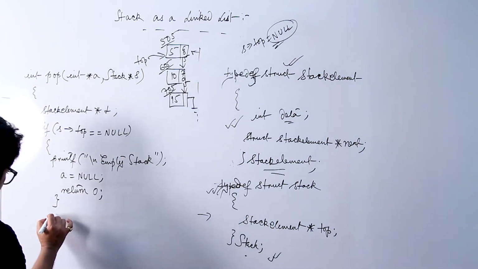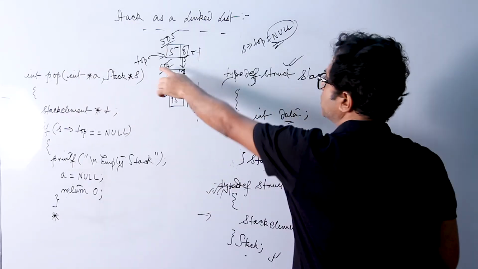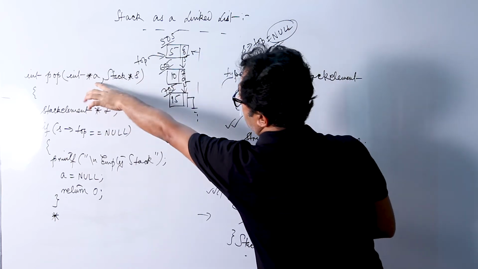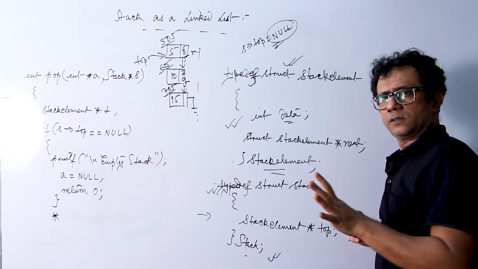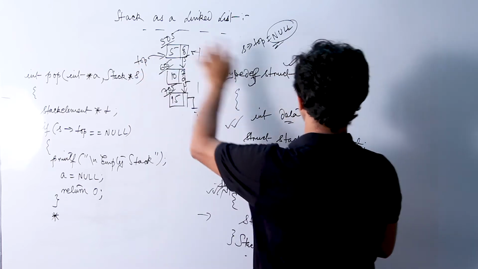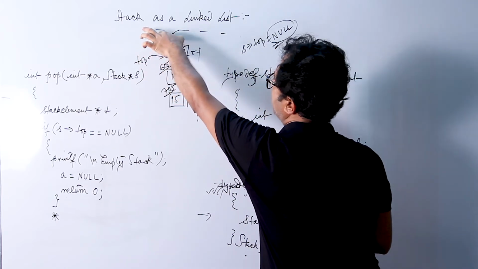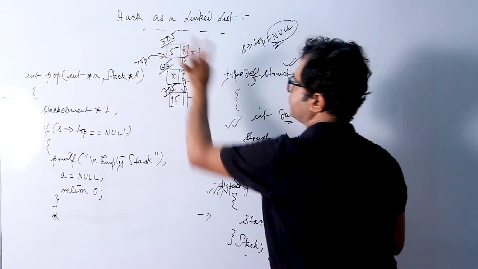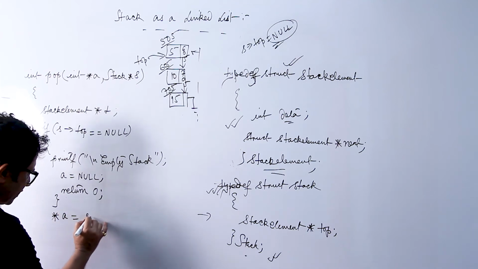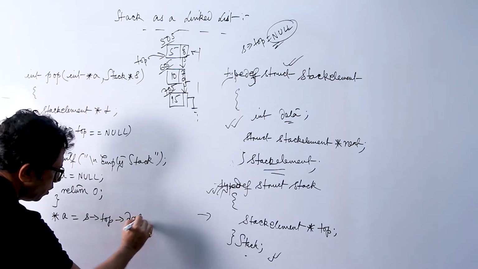Now I will write like this, star A. What is to be popped? See, this is the top, and this 5 is to be kept in star A. So what will we write? Star A is equal to S arrow top arrow data. S arrow top means 505, and 505 arrow data means this 5.